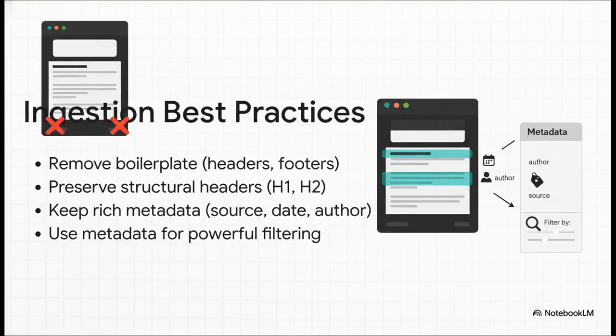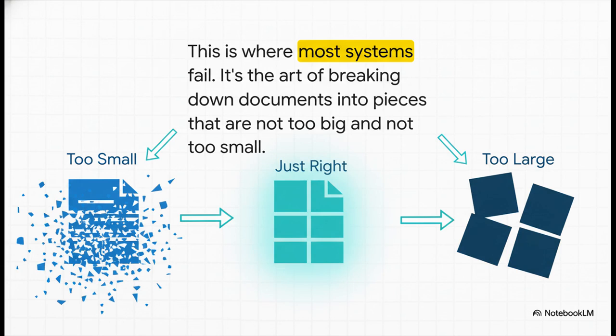So what does good ingestion look like? You have to be deliberate. First, strip out all the junk, the website headers, the footers, the nav bars. That's just noise. But you also want to preserve meaningful structure, like H1 and H2 tags. And this last one is so important. Keep that rich metadata, the source URL, the author, the creation date. You're absolutely going to want to filter on that stuff later on. It's incredibly powerful.